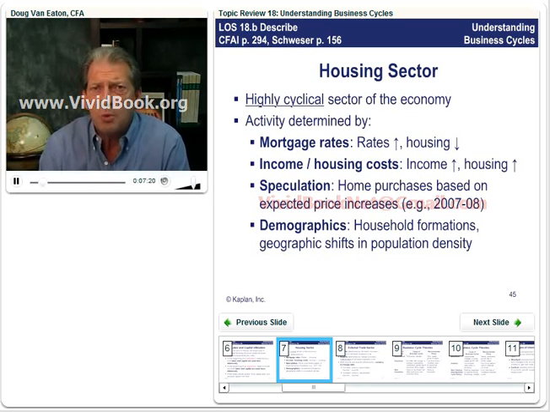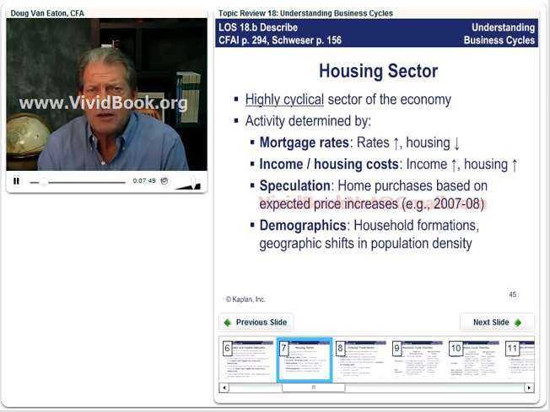Well, one is mortgage rates. As rates go up, housing activity tends to go down, right? Because houses are mostly bought with mortgages. And so the interest rates on mortgages are a real cost of buying a house. Certainly affects your monthly payment for a given priced house. So mortgage rates up, housing activity down. Incomes up, housing activity up.